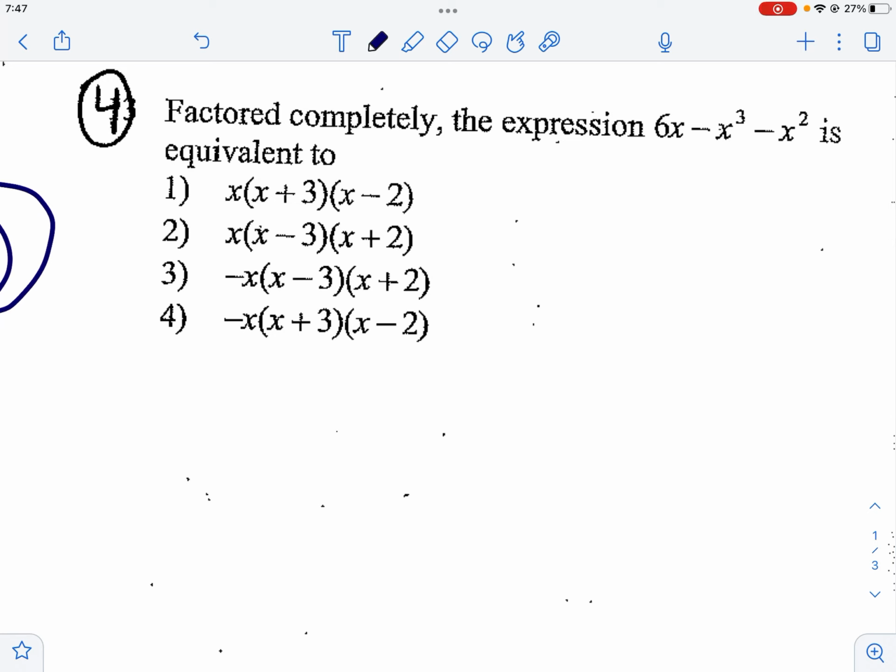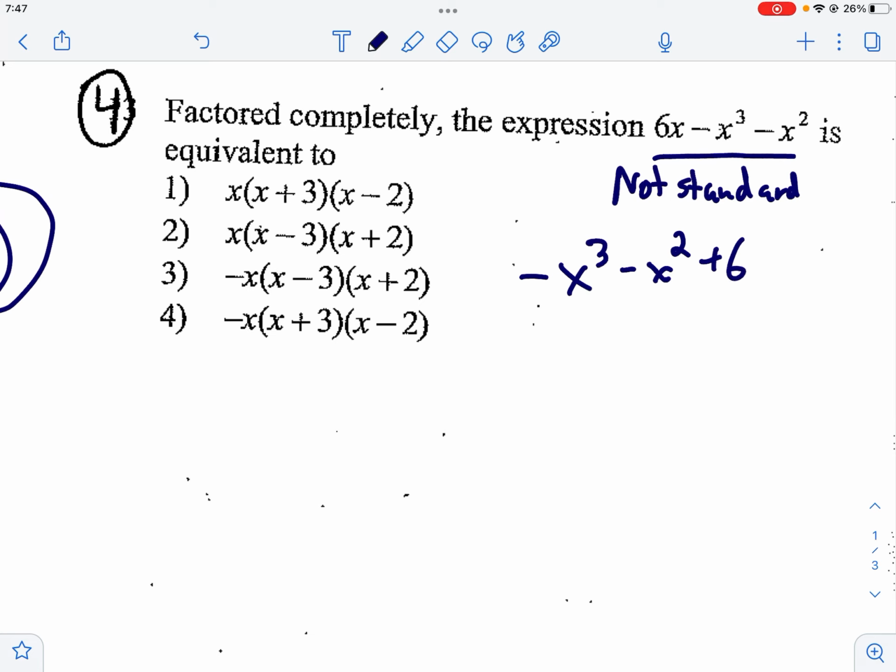For number 4, there's a couple kind of interesting things going on. When we're looking at the expression from the beginning, the first thing we can see is it's not in standard form. So to do any type of factoring, we always need to rewrite an expression from the highest degree, or the highest exponent, to the lowest. Once we do that, we'll then ask ourselves our first question. Is there a GCF? In this case, the a term is not 1, so we're going to have to take out that negative sign and the GCF.